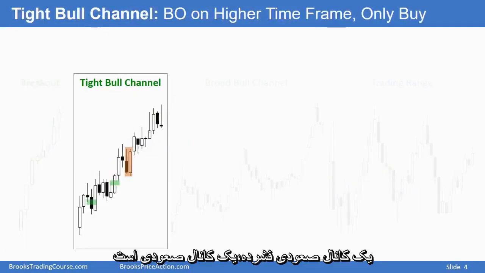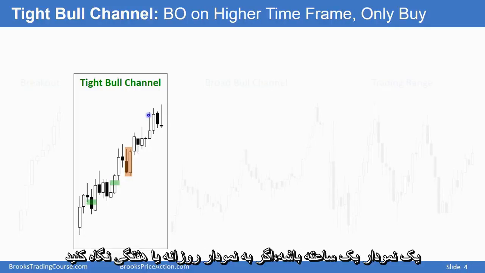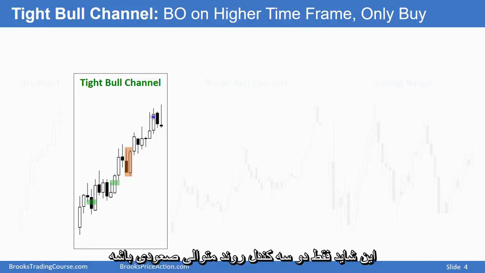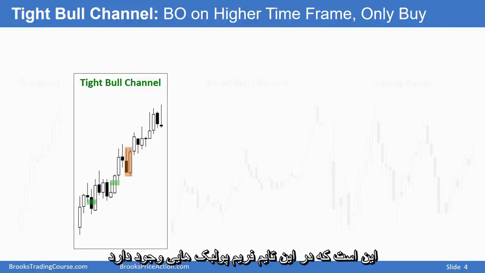A tight bull channel, it's a bull channel, and on a higher time frame chart, it's a breakout. So if this is a 1-hour chart, every bar 1 hour, if you look at a daily or a weekly chart, it may be simply 2 or 3 consecutive bull trend bars. What distinguishes it from a breakout is that on this time frame, there are pullbacks.